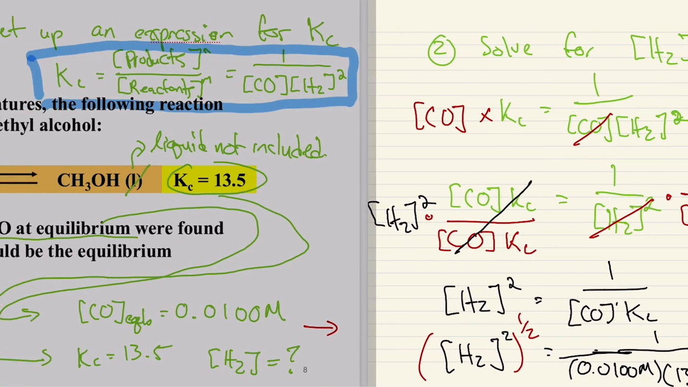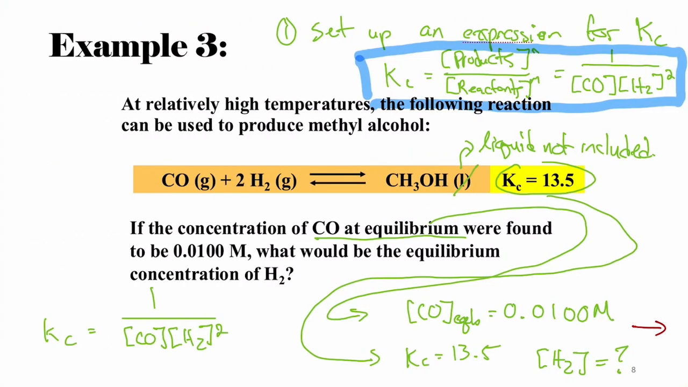All right, so this one, again, we're given, well, this one is slightly different than the one before because we're not given an initial concentration. We're given an equilibrium concentration. We're given an equilibrium constant. And we know that since there's no liquid included in our equilibrium expression, we can then solve for the other equilibrium concentration here, right?